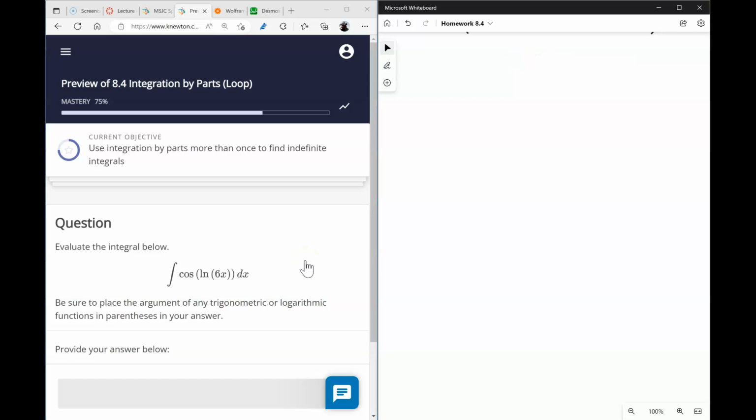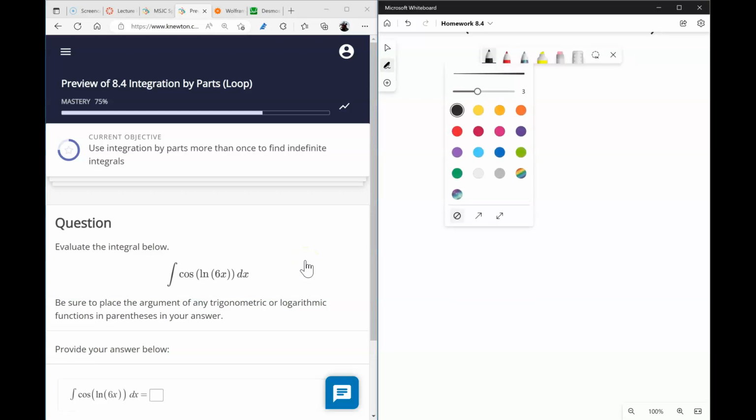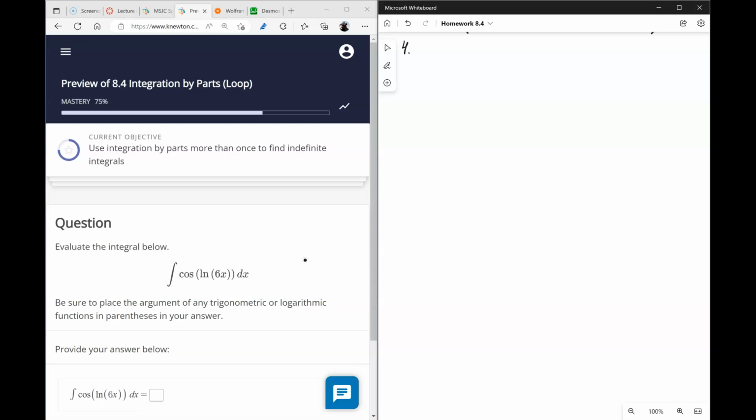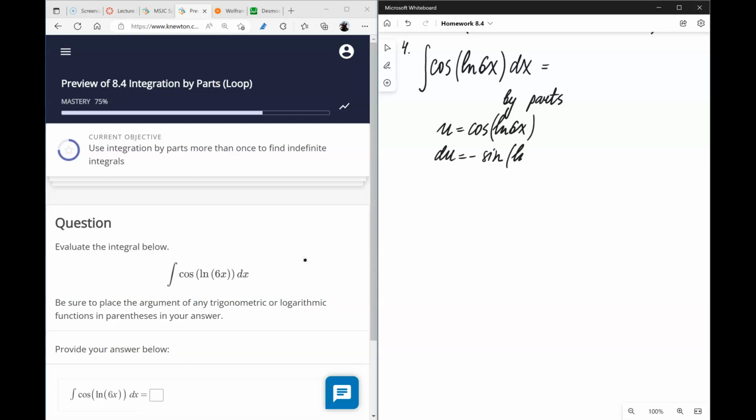And let's do one more. This will be number 4. So we have integral of cosine ln of 6x. We're going to set it up to integrate by parts. U is cosine of ln of 6x, so that du is negative sine of ln of 6x times the derivative of ln of 6x, which is 1 over x dx, and dv is dx, so that v is x.